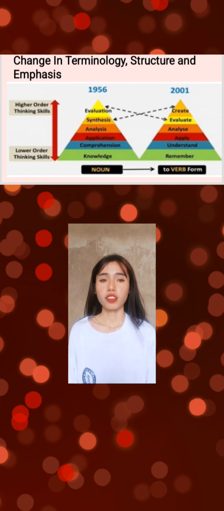The second is understanding. This goes beyond simple recall to encompass interpreting, exemplifying, classifying, summarizing, inferring, comparing, and explaining. Students demonstrate understanding by translating information into their own words, interpreting its meaning, and explaining concepts. The third is applying. This level focuses on using learned knowledge and skills in new situations.